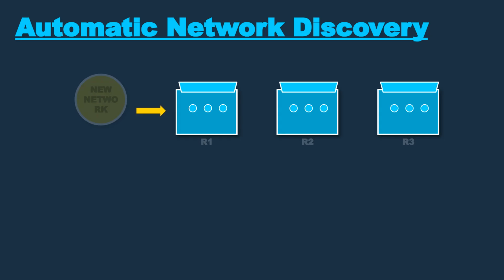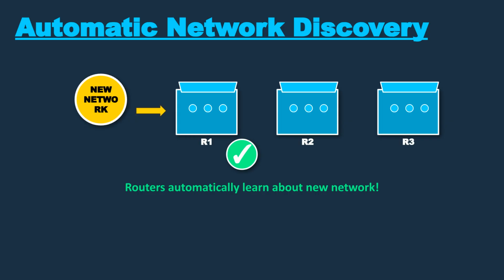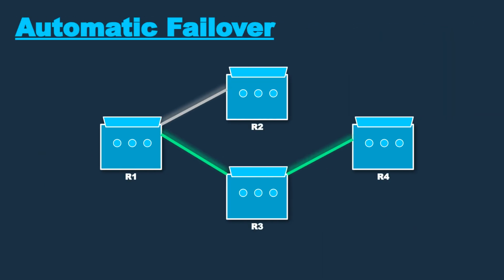With dynamic routing, if a new network is added, the interconnected routers automatically discover it and update their routing tables without manual intervention. Dynamic routing also provides automatic failover. When a link fails, like the path between R1 and R2, the routers automatically find and use alternate routes, such as R1 through R3 to R4.